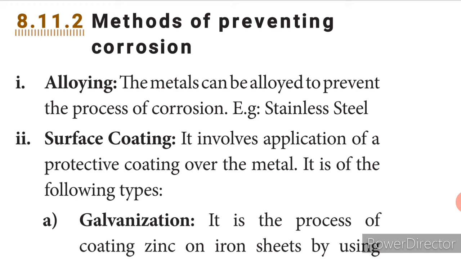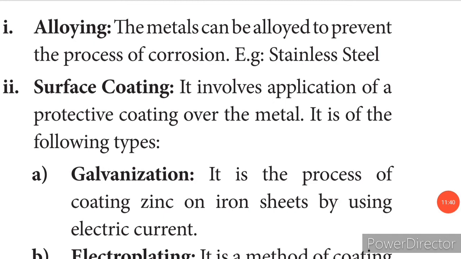The next one is surface coating, coating the surface of the metal. For example, when you take iron metals, you paint it, isn't it? Why is the iron metal painted? Because the surface is prevented from being exposed to the corrosive particles. Now this surface coating is of various types. The first type that we are going to see is galvanization. I said that surface coating is nothing but coating the metal with another metal.